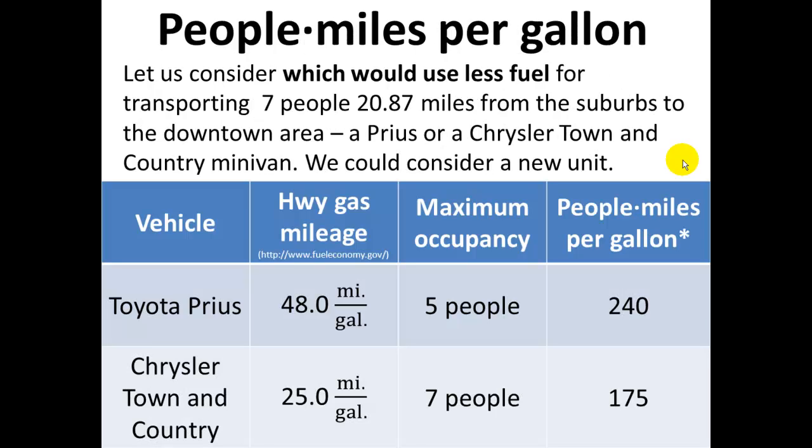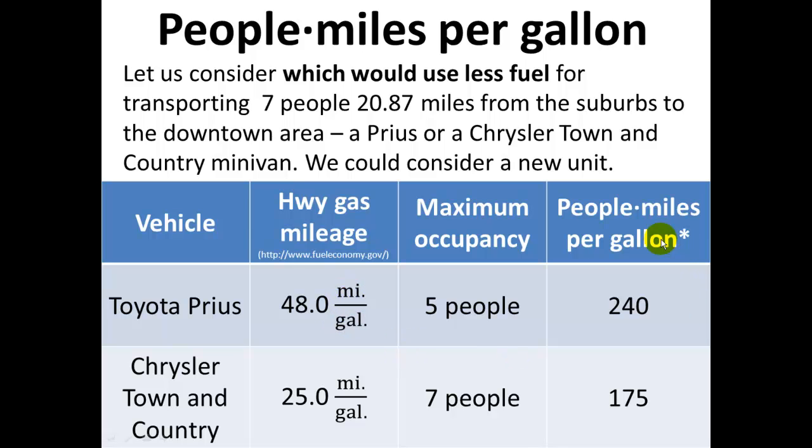I've got a problem here for us to consider. It says let us consider which would use less fuel for transporting 7 people 20.87 miles from the suburbs to the downtown area, a Prius or a Chrysler Town and Country minivan. But before we do this, I'd like to propose a different unit just for you to be thinking about the efficiency of a vehicle. Because we're used to thinking of the fuel efficiency of a vehicle in terms of miles per gallon, or maybe in another country in terms of kilometers per liter. And that only considers how many miles a vehicle will go on a certain number of gallons.